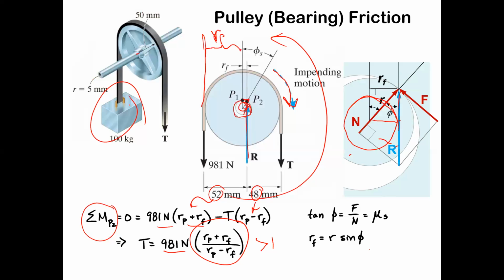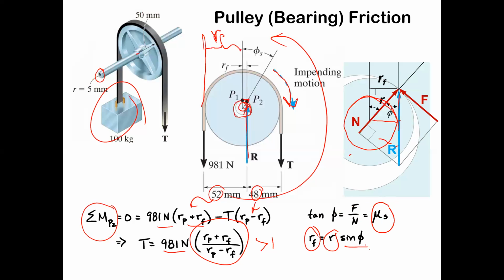Yes, 48 millimeters. Yeah, because RF, is it given to us here? It's not written, it's actually R sine of phi. And you can actually find RF knowing what the coefficient of friction is. That gives you F over N, which is the tangent of phi. And knowing what phi is, you can take R, which is the R of the shaft, which is 5 millimeters, times the sine of phi, and that will give you RF.